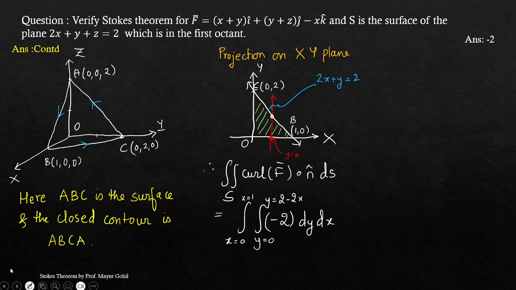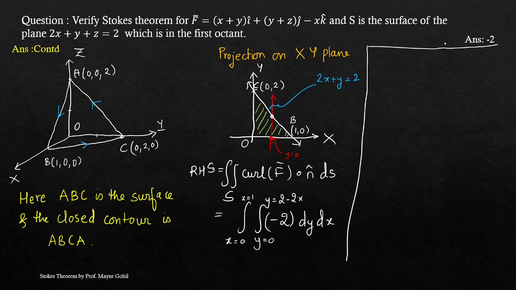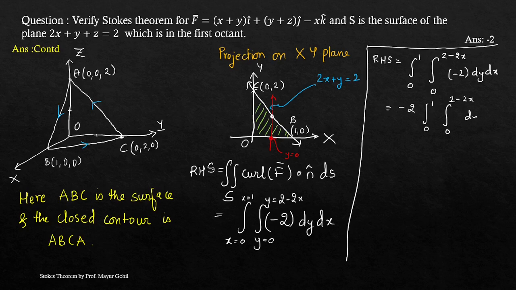So these are the limits. Now here this was the RHS. So I'll just label this as RHS equal to. Now let us simplify the RHS and let us see if we get the answer as minus 2. So RHS here on simplification, what we get is 0 to 1, and then here we have 0 to 2 minus 2x, minus 2 dy dx. So minus 2 comes out, integration from 0 to 1, integration 0 to 2 minus 2x dy dx.